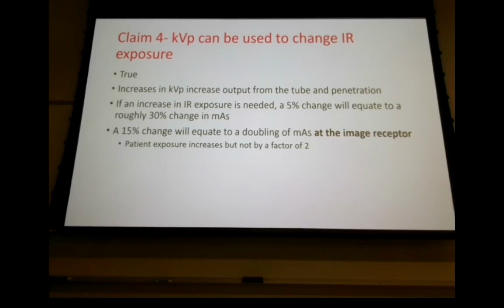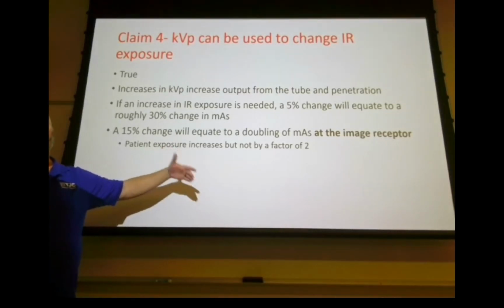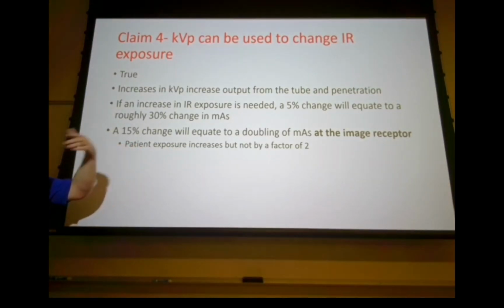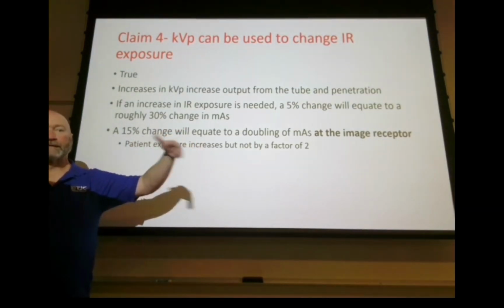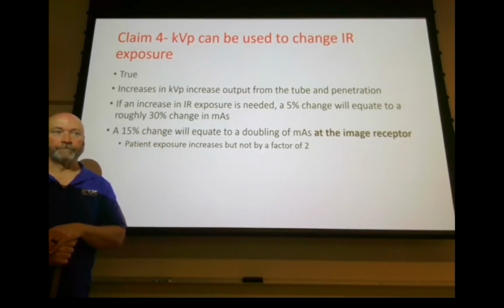But do you change the mass too? Not if you want to make a change at the image receptor. Would it have the same effect? Yes, it would have the same effect. If you change 5% of your kVp, it'd have the same effect as a 30% change in mass.